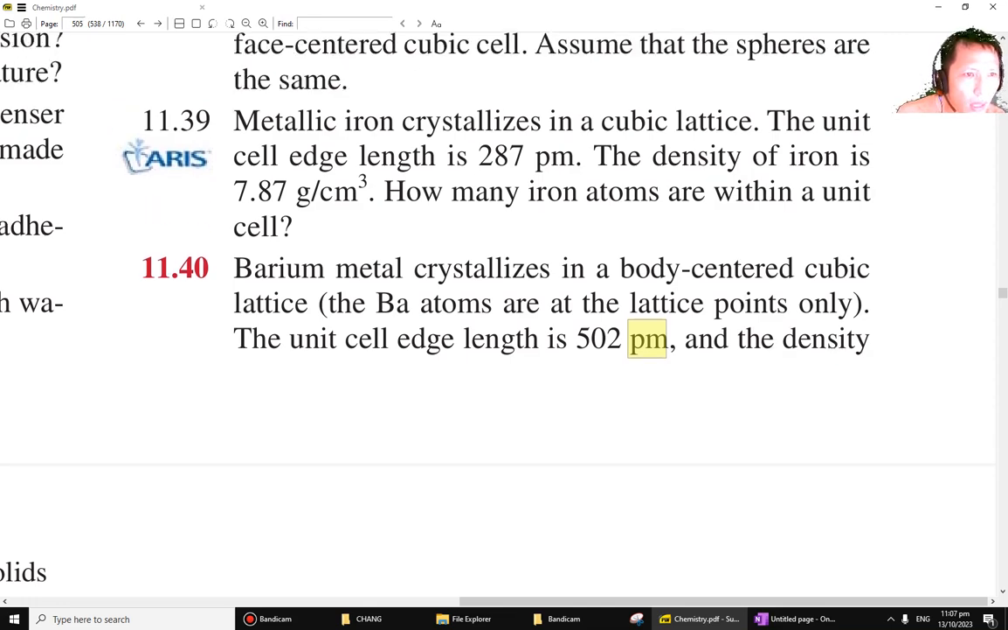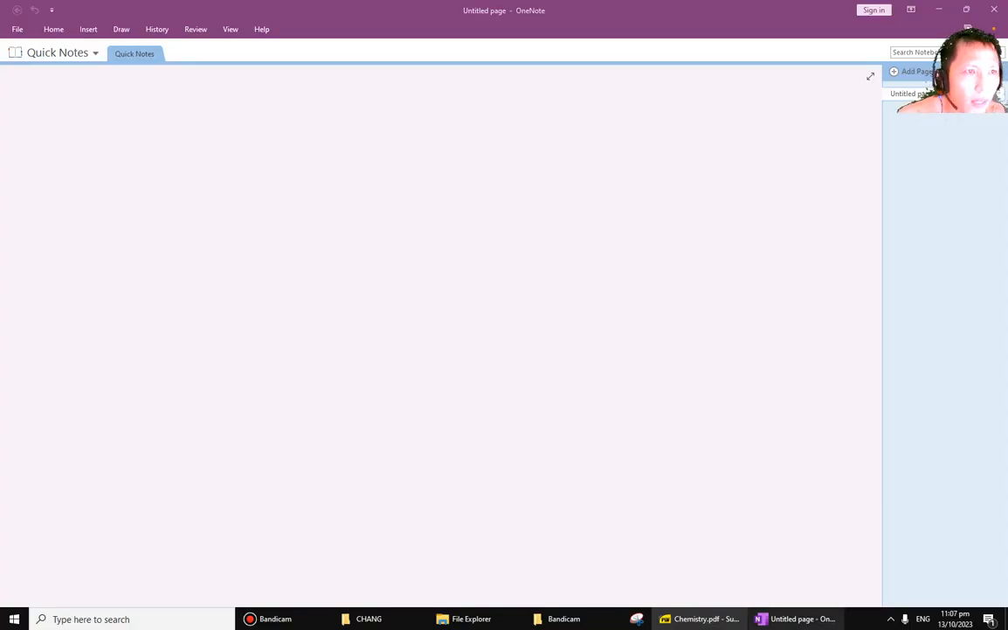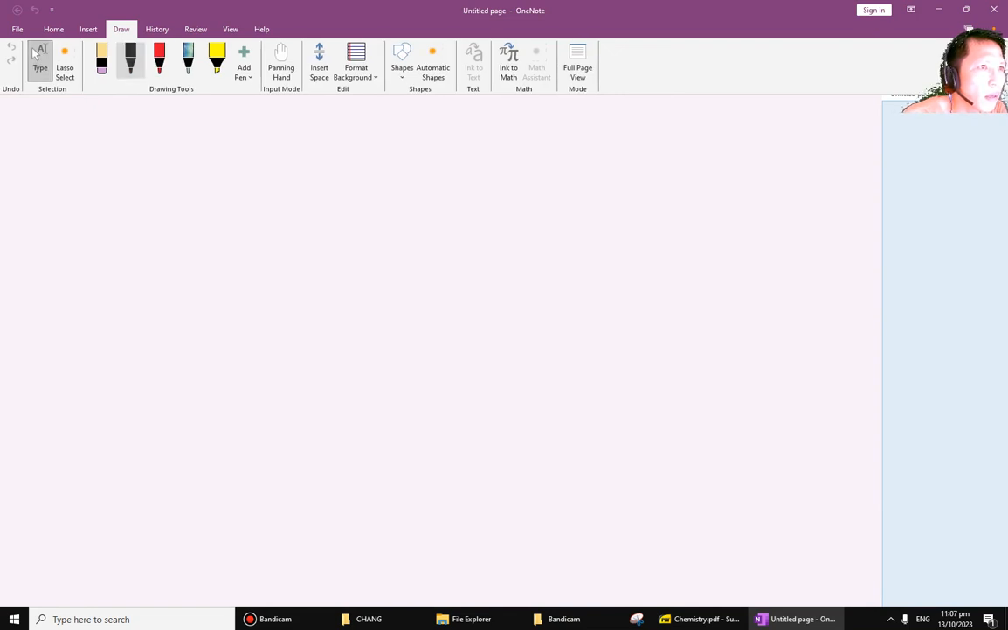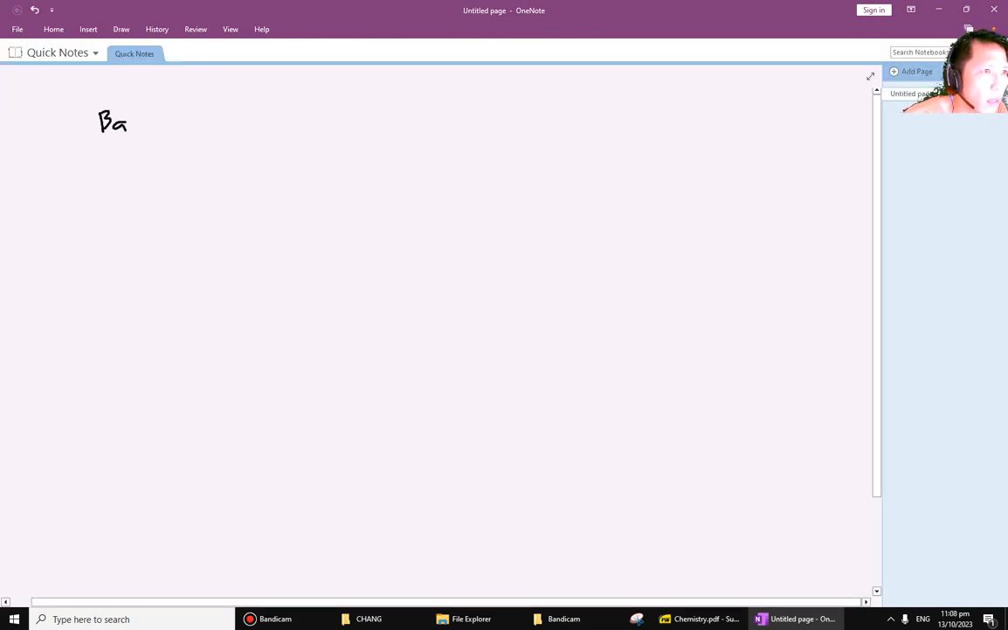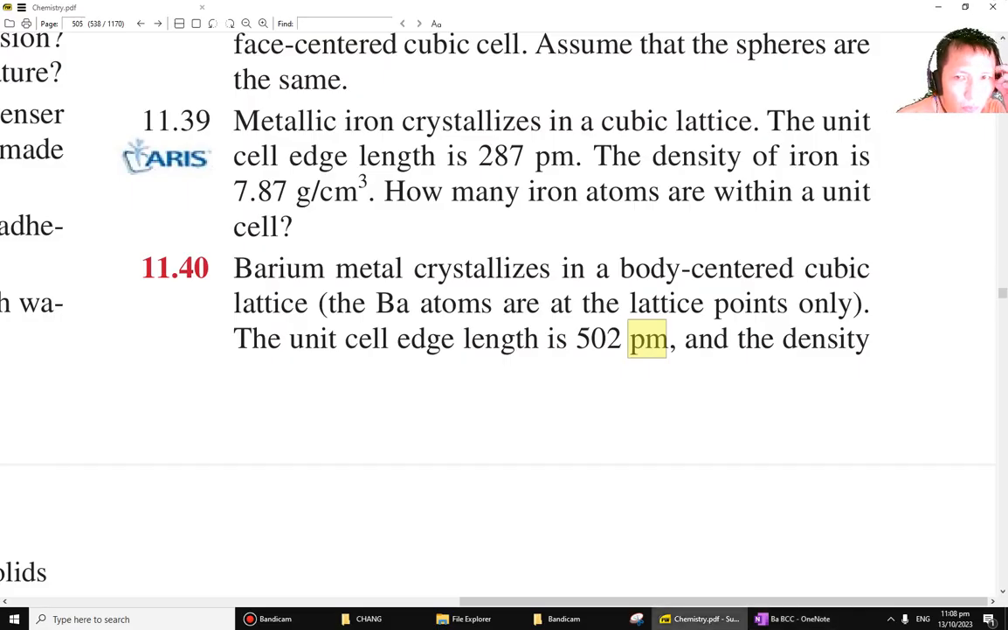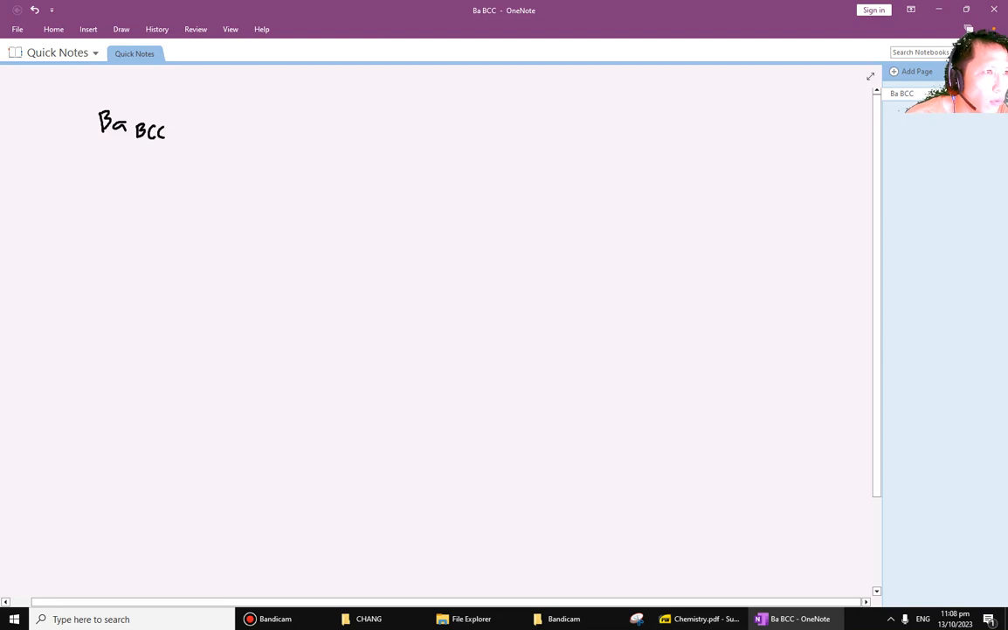And the density, so we will start solving this one. Barium is a BCC, so we have to take note of that. So, barium, BCC, a body-centered cubic. So what are the properties? What are the given? So we will term this as whereabouts: given, and what is asked.